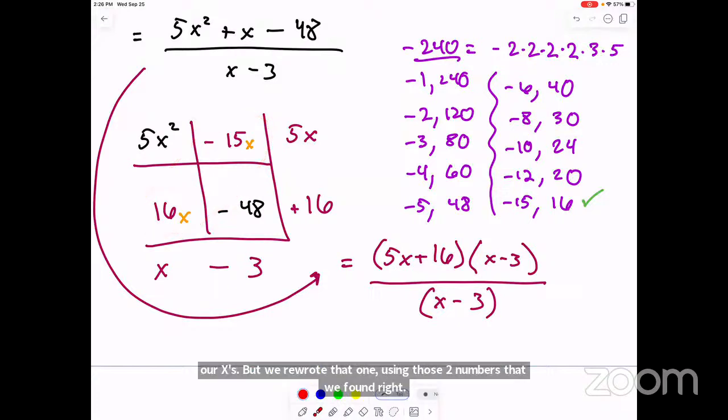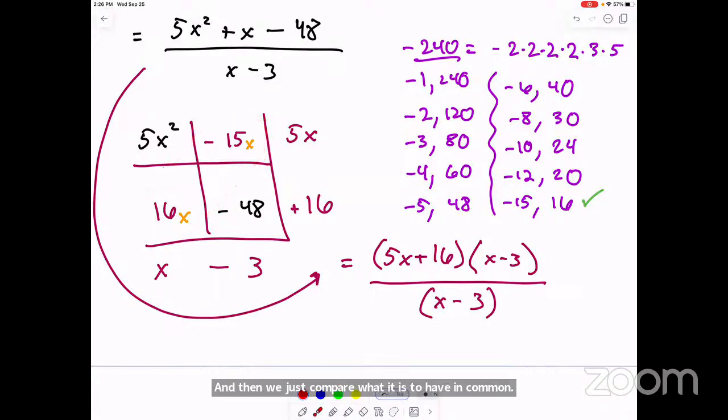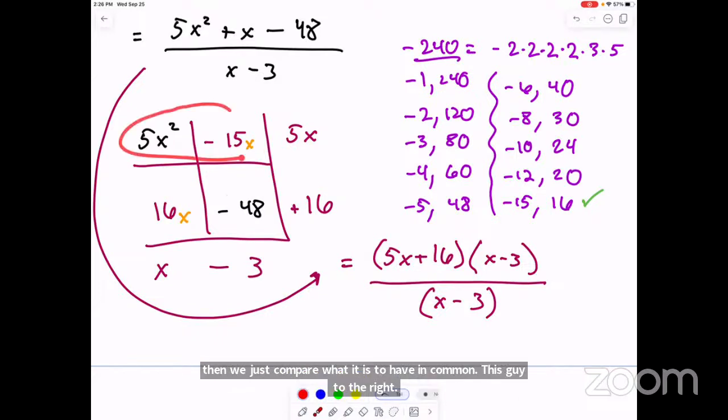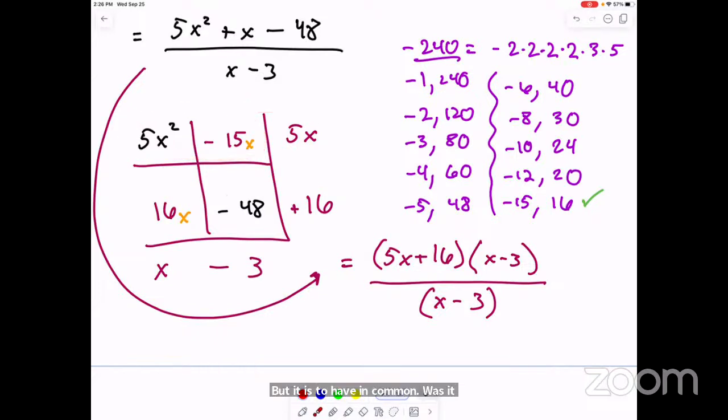And then we just compared. What do these two have in common? This guy to the right. What do these two have in common? It was that 16. We found the greatest common factor in each of those categories. And if you do it successfully, then it factors it for you. And from here, we should be able to see that these guys are going to cancel.